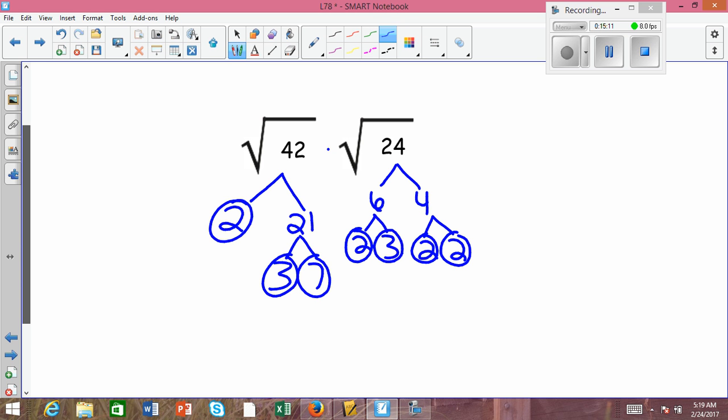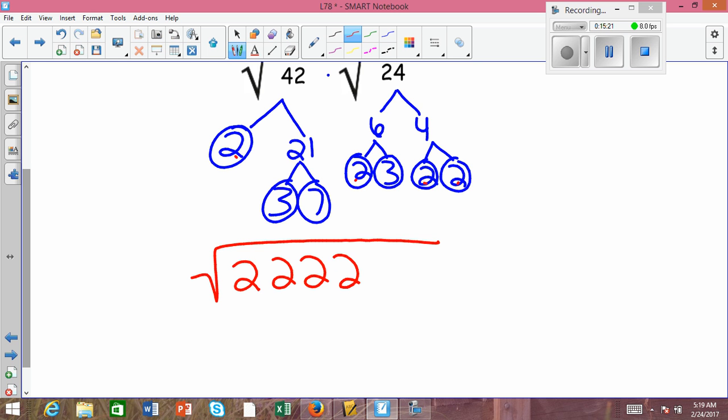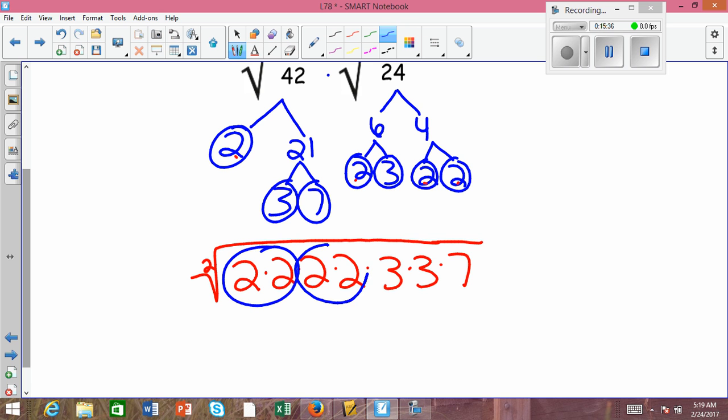Now, when you rewrite these prime numbers, write them in order because it makes it a lot easier. So we're going to have 1, 2, 3, 4 2's. They're all being multiplied. Don't forget that. We have 2 3's. And we have a 7. Remember, your 2 is your index number, because it's the square root. So that means this is 2. So we can take groups of 2.